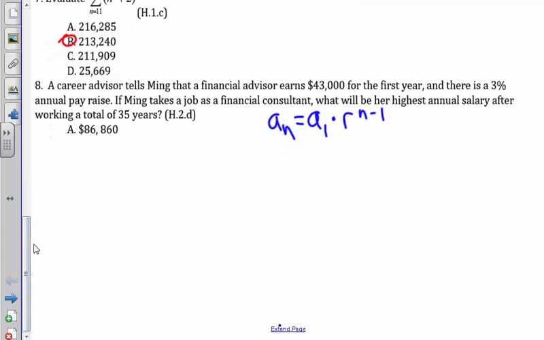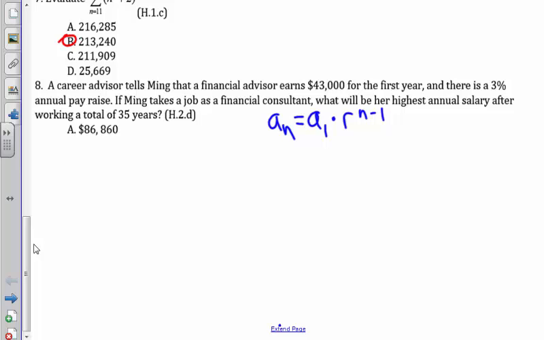All right, so number 8. Ming is a financial advisor, and she gets $43,000 for her first year and gets a 3% raise annually. If you want to look at it like an exponential growth problem, this is a geometric sequence though, because it's discrete. We're not connecting the dots. She gets that raise once a year. So this is a discrete function. Remember, discrete just means we don't connect the dots.